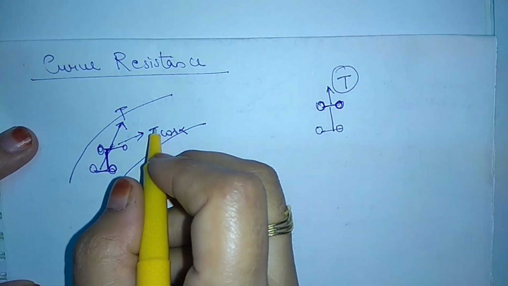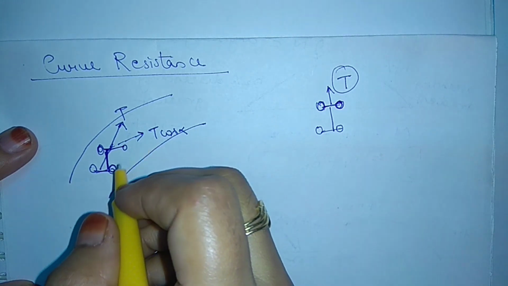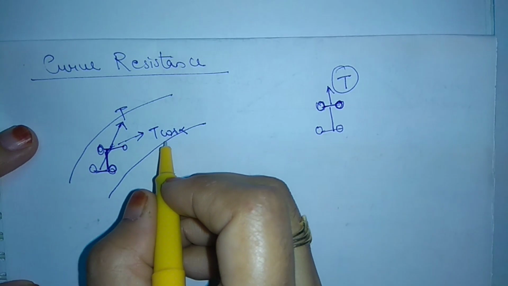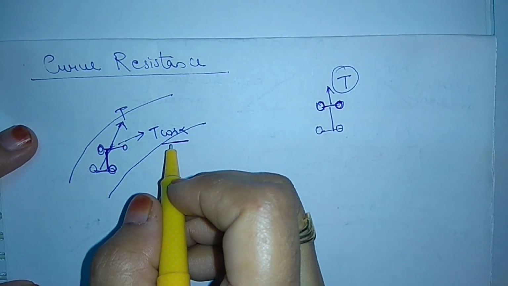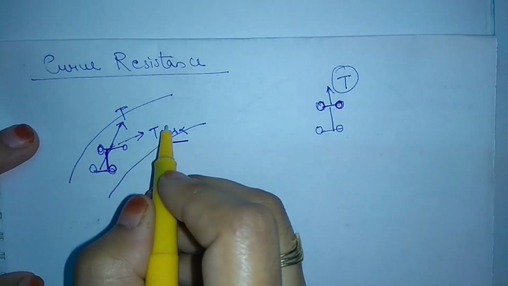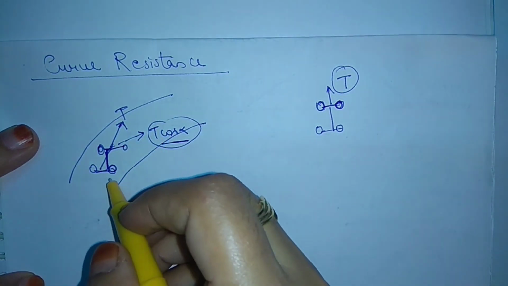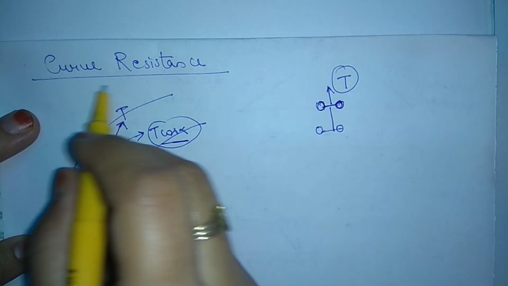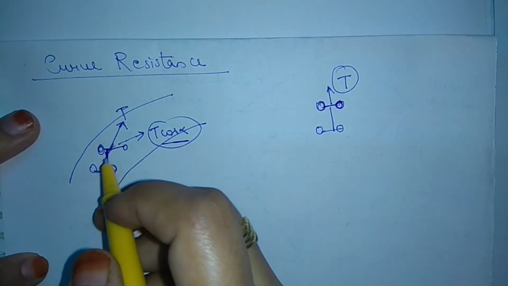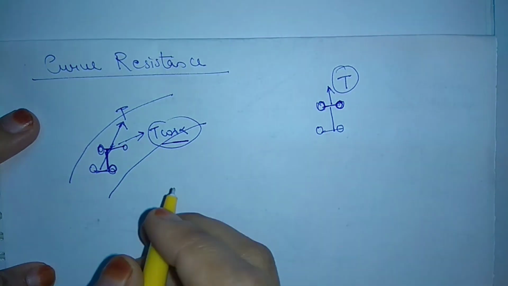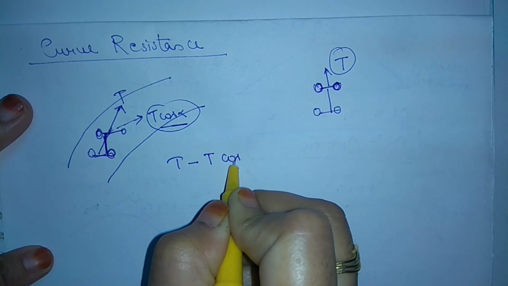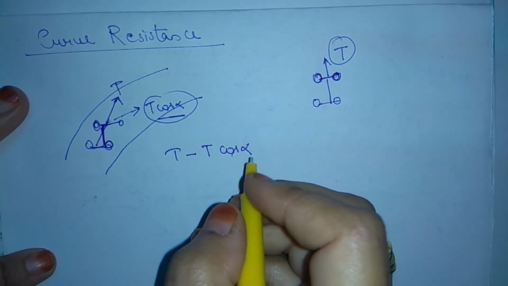So on horizontal curves, what happens? When our vehicle is on horizontal alignment, then on curves, some component of this tractive force, T cos theta, is lost. Suppose T cos alpha is lost on this curve. In short, what is curve resistance? It is the loss of tractive force due to the turning of the vehicle on a horizontal curve, and it can be denoted as T minus T cos alpha. This is the curve resistance.